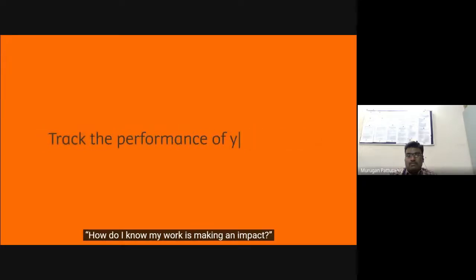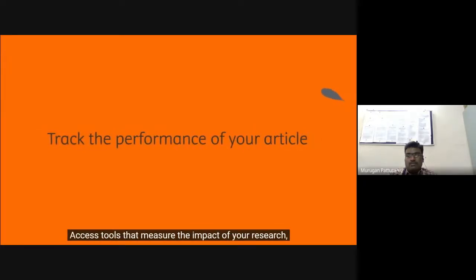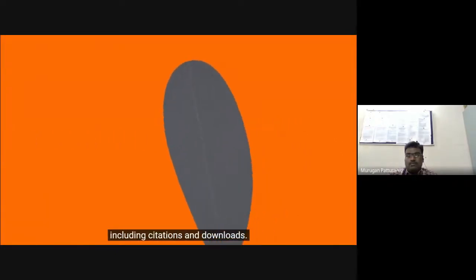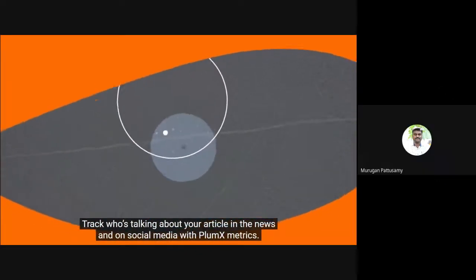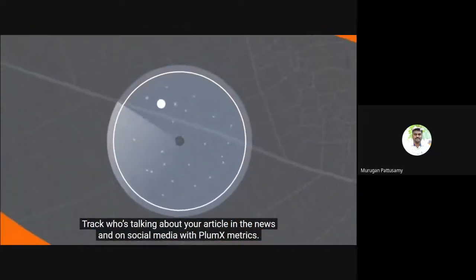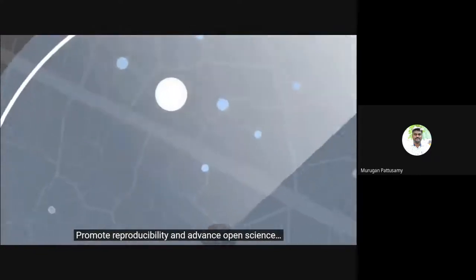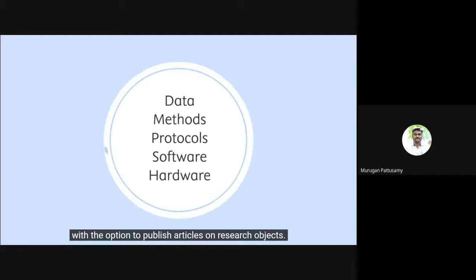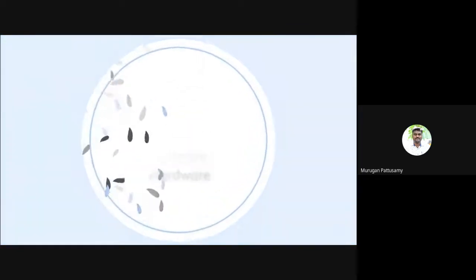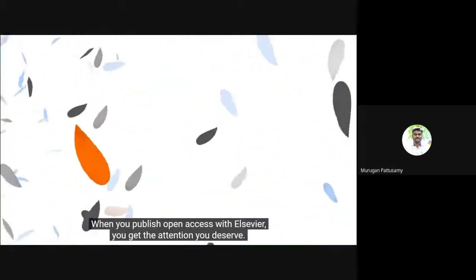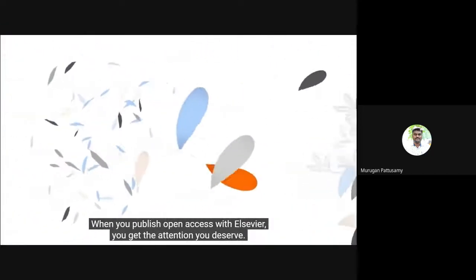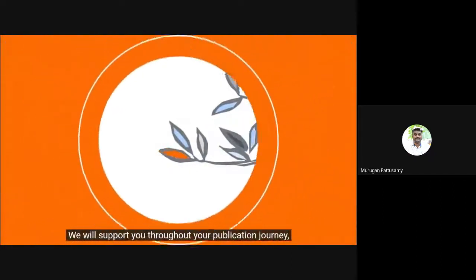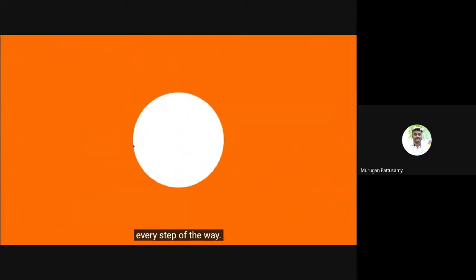How do I know my work is making an impact? Access tools that measure the impact of your research, including citations and downloads. Track who's talking about your article in the news and on social media with PlumX metrics. Promote reproducibility and advance open science with the option to publish articles on research objects. When you publish open access with Elsevier, you get the attention you deserve. We will support you throughout your publication journey, every step of the way.